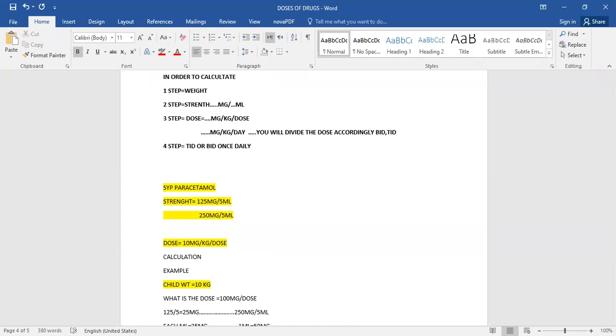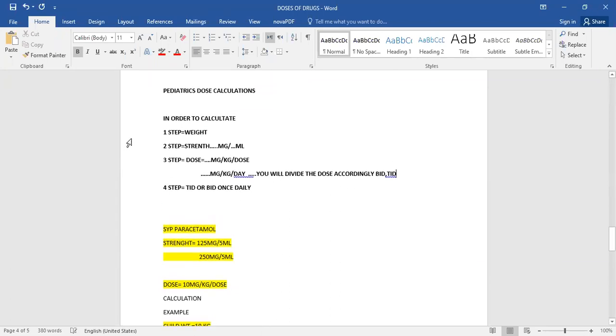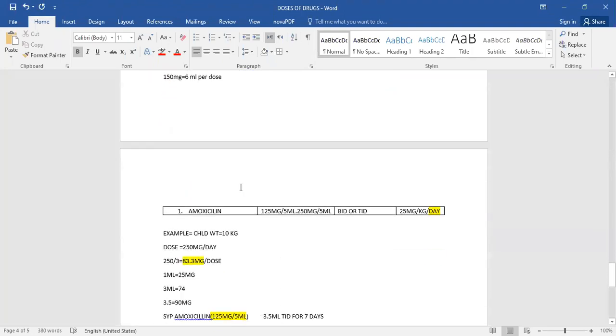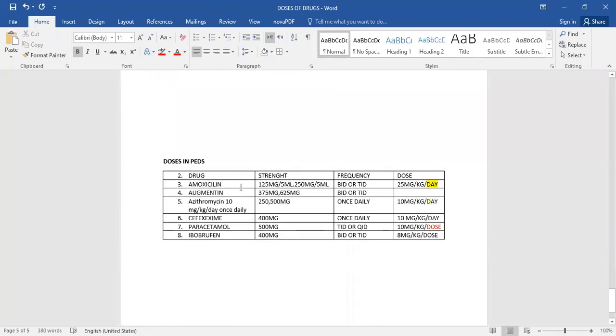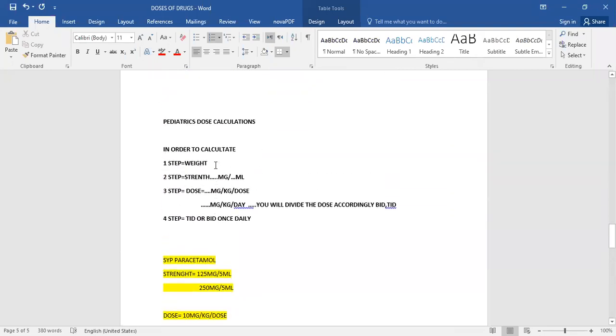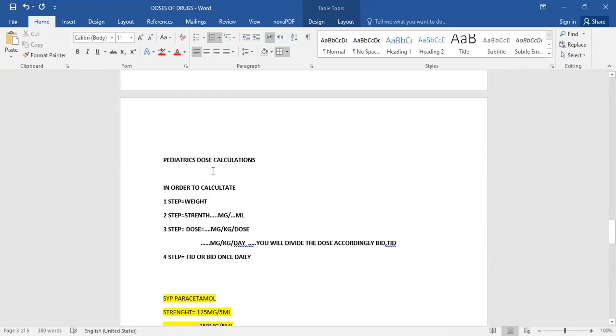I will just give you two or three things to remember, not more than that. This is the principle. You will know that some drugs require you to calculate per dose, and some require you to calculate per day. We will take just a few examples here. Amoxicillin. Amoxicillin strength comes in 125 milligram per 5 ml and 250 milligram per 5 ml. What is the first step for amoxicillin? If you apply this, you need to calculate the dose of the amoxicillin.